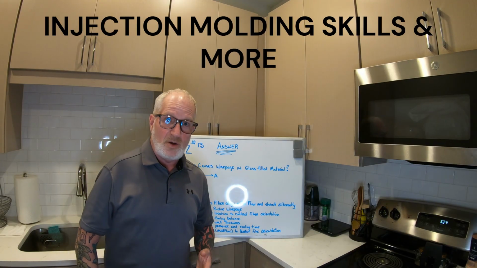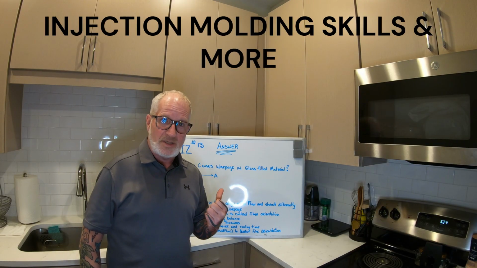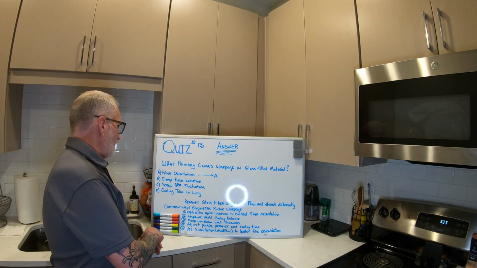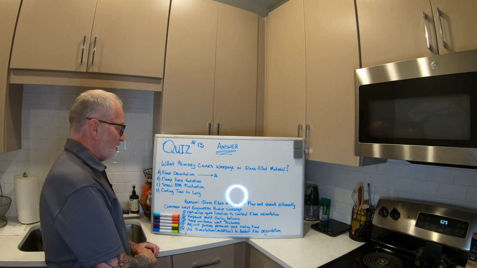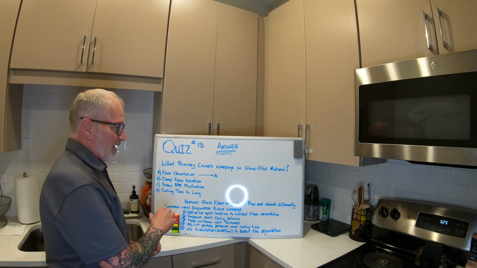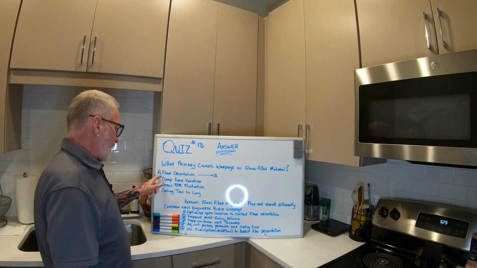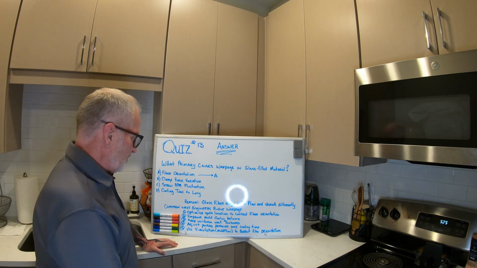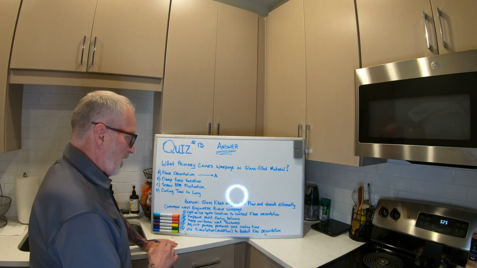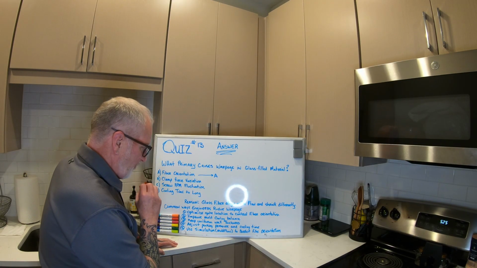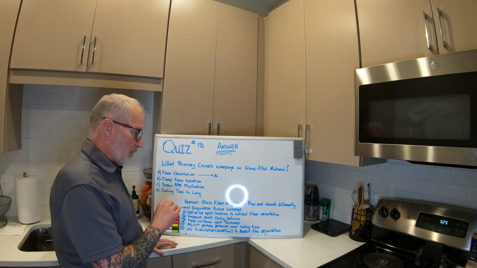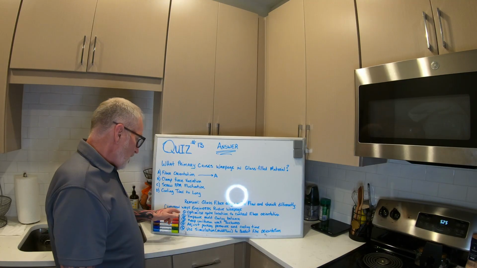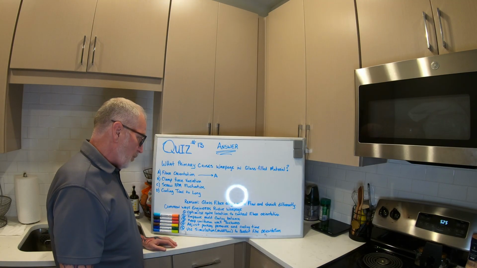So today's video, we are going to go over Quiz 13, the answer. Okay, so the question was, what primarily causes warp in glass-filled material? The correct answer is fiber orientation, okay? The reasoning behind it is glass fiber aligns with flow and shrinks differently. So think about that. Common ways engineers reduce warp.